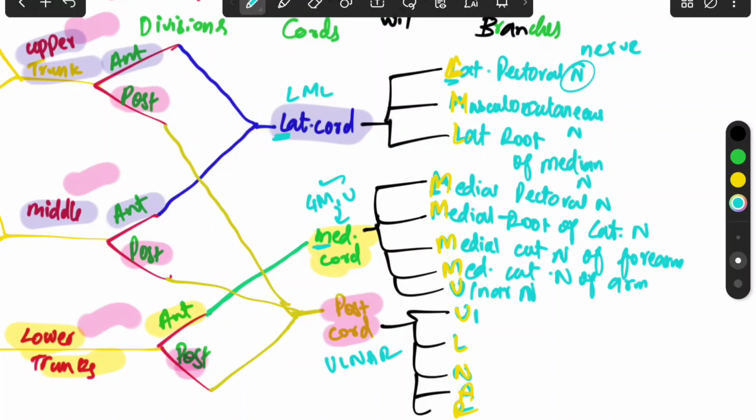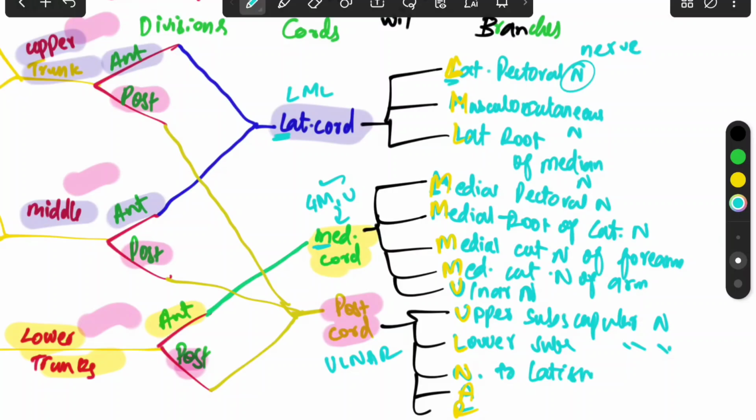Now this first U represents the upper subscapular nerve. And this L represents the lower subscapular nerve. And this N represents the nerve to latissimus dorsi. And this A represents the axillary nerve. And this R represents the radial nerve.